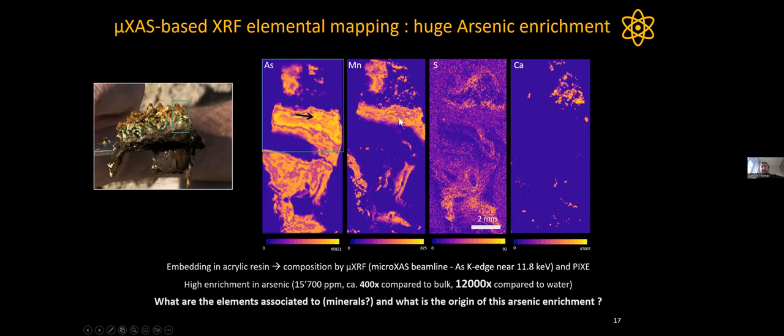Together with that, we have manganese. We don't have so much sulfur, although that could be expected based on what we know from other arsenic-rich environments. And we don't have many minerals in these layers of arsenic. So what is actually the meaning of this super rich arsenic, what is it associated with, and what can this enrichment tell us about our environment, whether it's the microbial community or the conditions from which it derived?